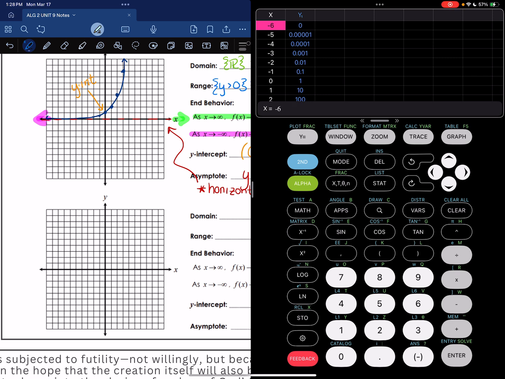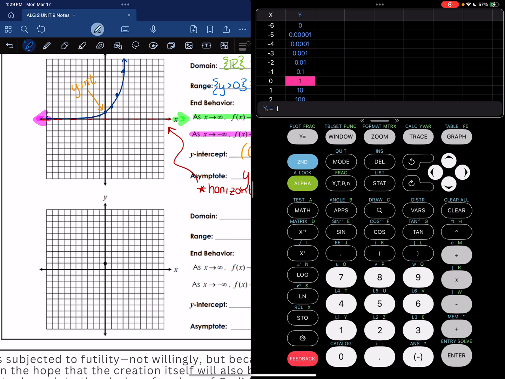Okay, over here in the negatives, oh, what is that? 0? No, not quite 0, just a value very, very close to 0. In all these negative values, it is just hovering ever so slightly above that x-axis. But then we get to 0, and it's at a height of 1. So I'm going to go ahead and plot that point. At 0, it's at a height of 1.